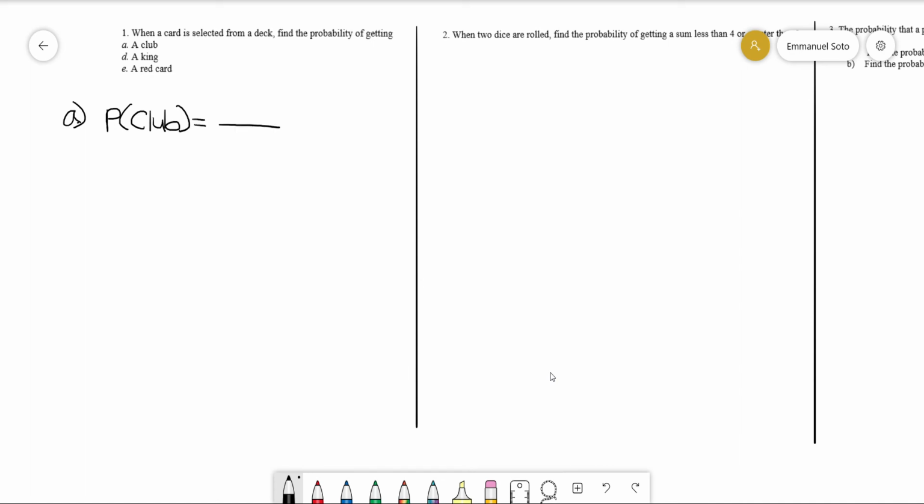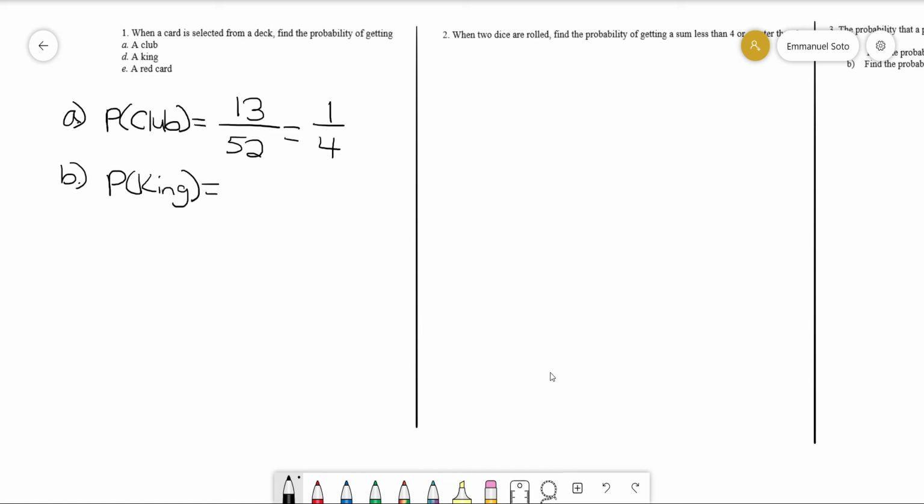and there are 52 cards in a deck, and there are 13 clubs. Alright, if we were to reduce this, which is what you're supposed to do, you'll get 1/4. You can also write this as 25% or 0.25. Now we want the probability of king. In your explanation, make sure that you explain how many clubs there are, how many suits there are, and so on and so forth. So for this, we have the probability of a king.